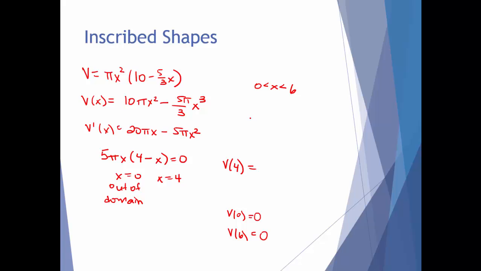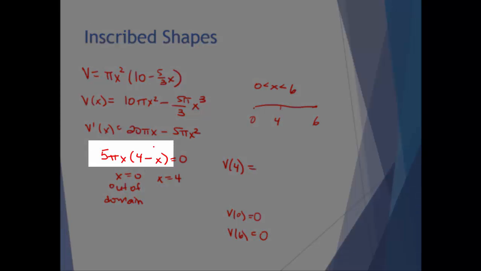But if you want to just check real quick to make sure that that's actually going to be a maximum, if you look at 0 to 6 with 4 as a critical number, look at your derivative. It's here in its factored form.